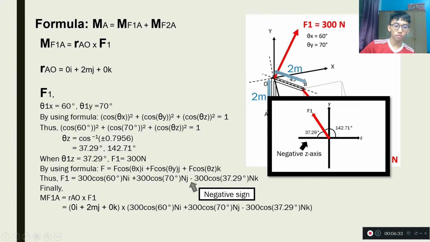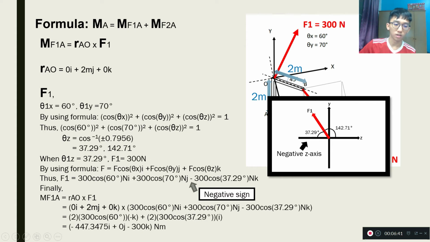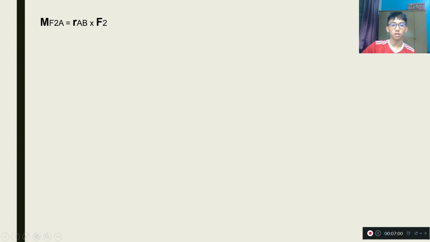So with my cross product, I will get the equation here, and the final answer I will get here is negative 447.3475 i plus 0j minus 300k Newton meter. Newton meter is the unit for our moment. So after finding our moment F1A, now we have to find our moment F2A.